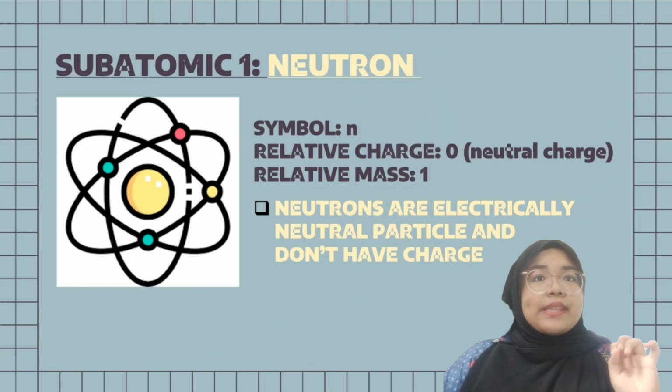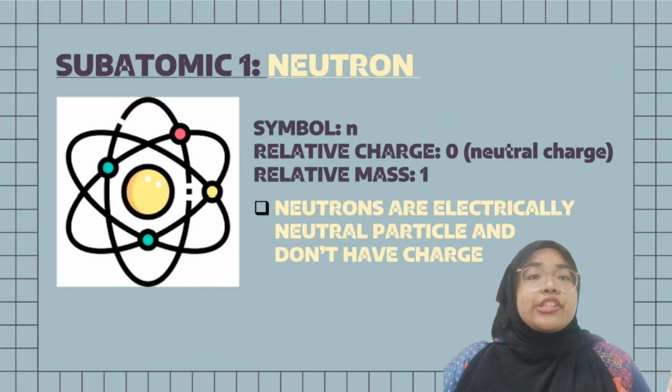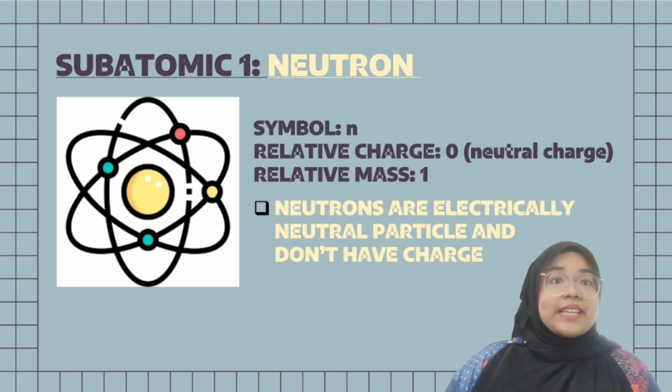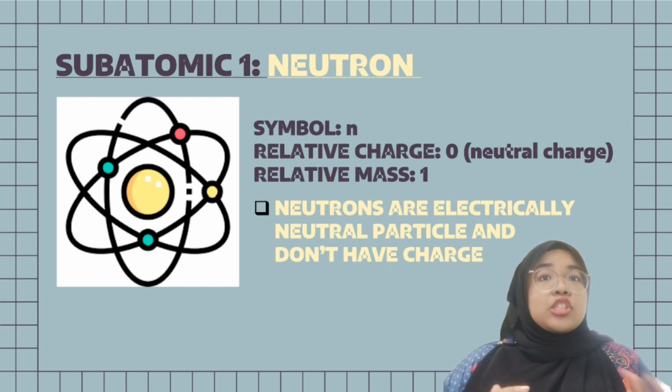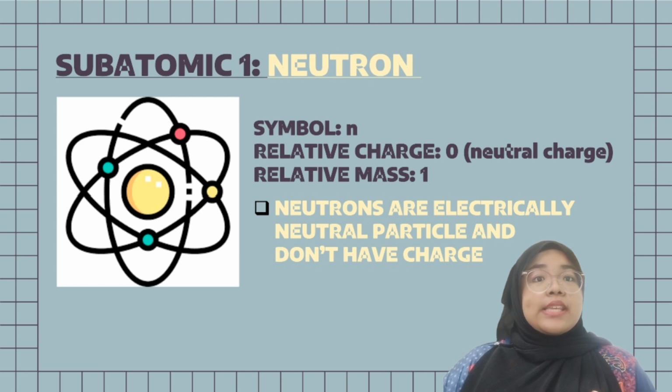The second subatomic particle is called the neutron. Neutron is a neutral particle in atomic structure. Basically, neutrons are electrically neutral particles and don't have any charge. The symbol for neutron is a small letter n. The relative charge is 0 and the relative mass for neutrons is 1.